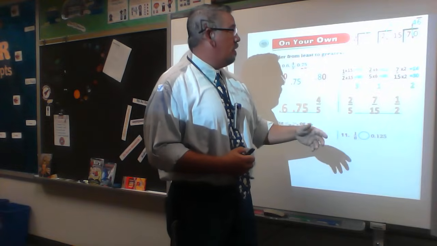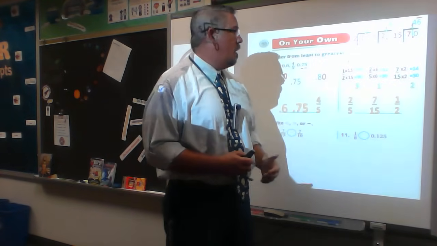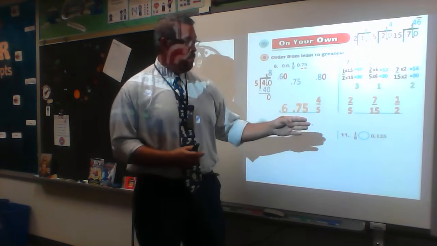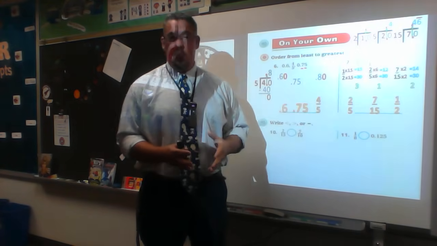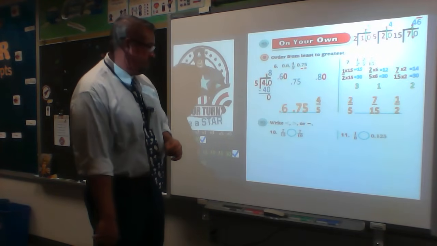Once I've done that, I know that I have 50, I have 46, or 40 and 46. They're still going to go in the same order. 2/5 is still going to be smaller, 7/15 is still going to be my middle number, and 1/2 is still going to be my largest one.